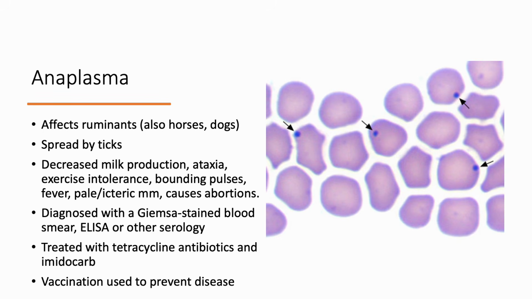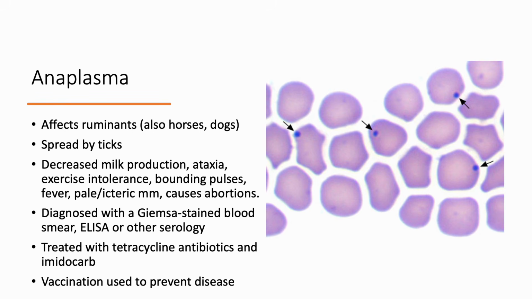All right, anaplasma. There's different subspecies of anaplasma, and so it affects ruminants, but other species as well, so it can affect horses and dogs. It is a tick-borne infection, and when cows are infected, they will have decreased milk production, ataxia, exercise intolerance, bounding pulses, fever, pale or icteric mucous membranes, and they can have abortions. So again, this could really impact the economic production of a dairy or of a beef ranch if their cows are sick and not making milk or not reproducing. And so it is a big deal to the livestock industry.